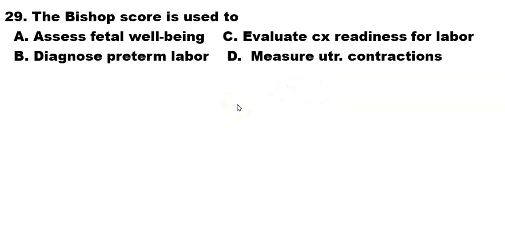The next question: the Bishop score is used to A. assess fetal well-being, B. diagnose preterm labor, C. evaluate cervical readiness for labor, D. measure uterine contractions. If you said C, you have got the answer, because the Bishop score assesses cervical favorability and readiness for labor induction. This results in dilatation, effacement, station, consistency, and the position of the cervix.